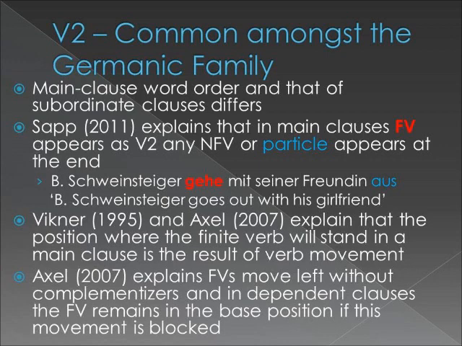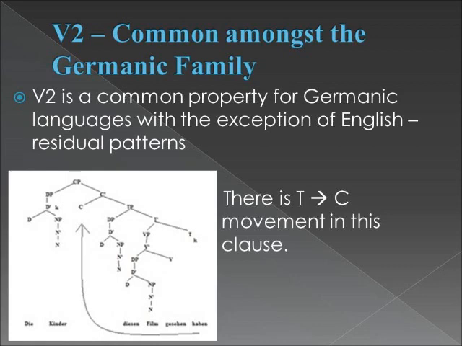So Vikner 95 and Axel 2007 explain that the position where the finite verb will stand in a main clause is the result of verb movement, which is what I've been expressing before with the syntax trees. So Axel 2007 explains that finite verbs move left without complementizers in independent clauses. The finite verb remains in the base position if this movement is blocked. So I'm just going to be giving an example of where this movement can be blocked, which is when we're looking at subordinate clauses. And that'll come a little bit later on.